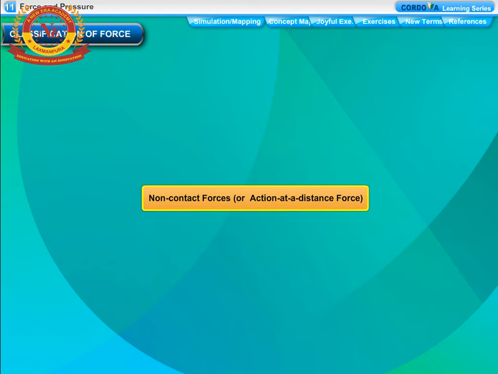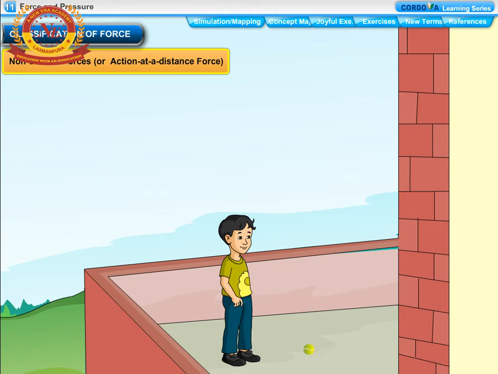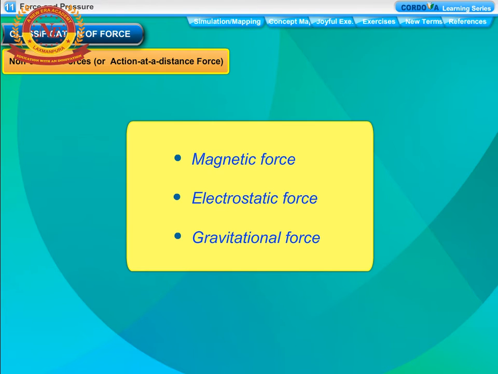Non-contact forces or action at a distance forces. Some forces do not involve physical contact between two bodies on which they act. They act through the space between them. Such forces are called non-contact forces. So, non-contact forces are forces which can act even when objects are not in physical contact with each other and bring about changes. Some important non-contact forces are magnetic force, electrostatic force, and gravitational force.